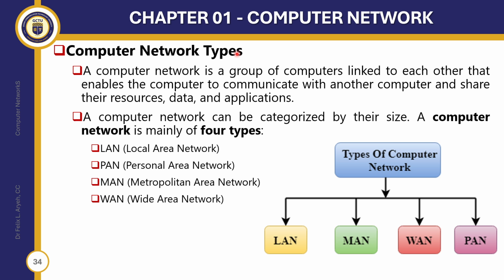A computer network can be categorized by its size. So depending on how big it is and the location, we are able to classify and know the type of computer network it is. So a computer network is mainly of four types. We have the local area network, the personal area network, metropolitan area network, and wide area network. So there are four main types. These are the main ones that exist: LAN, the MAN, the WAN, and the PAN. Now let's talk about each one of them.